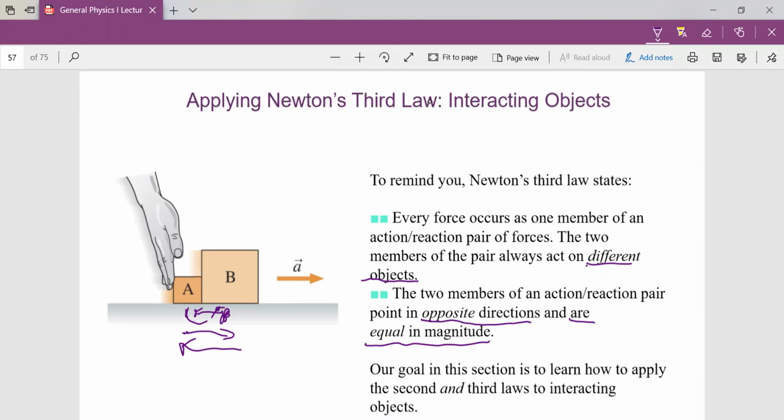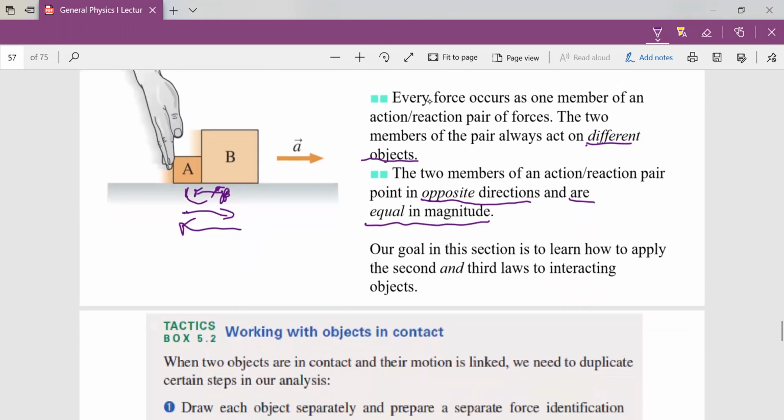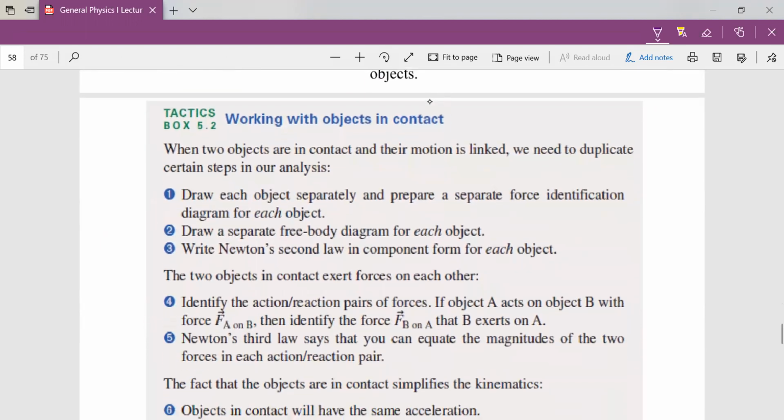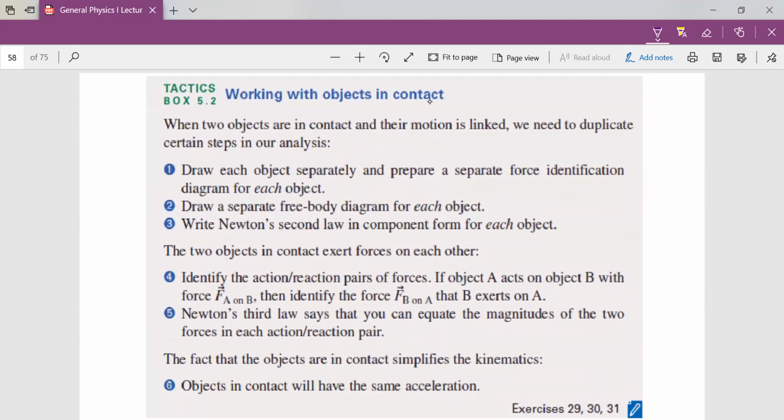We'll see how we apply the second and the third law to analyzing objects interacting with another object. Okay. So let's quickly look at the tactics like we used to, that we'll be using to solve problems of objects interacting with another object. If we have two objects in contact and their motions linked, we have to follow these 6 basic steps to analyzing how we arrive at the solution required of us.